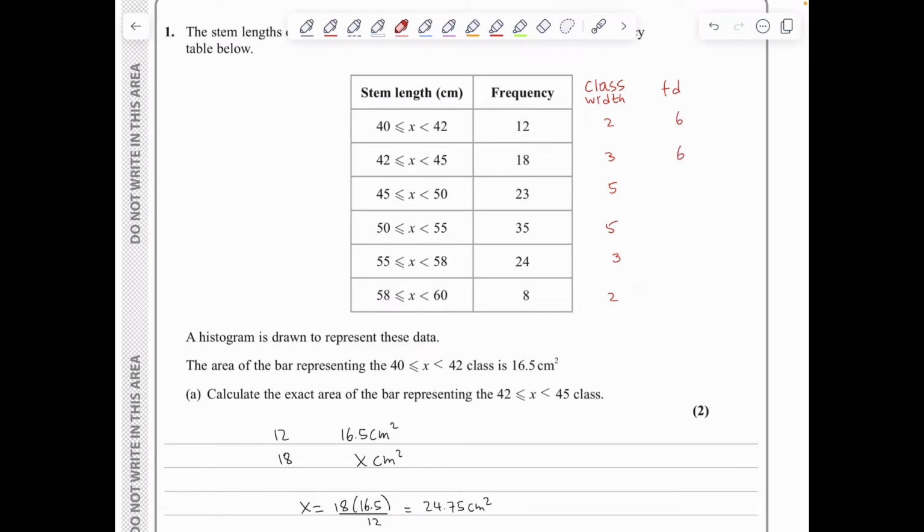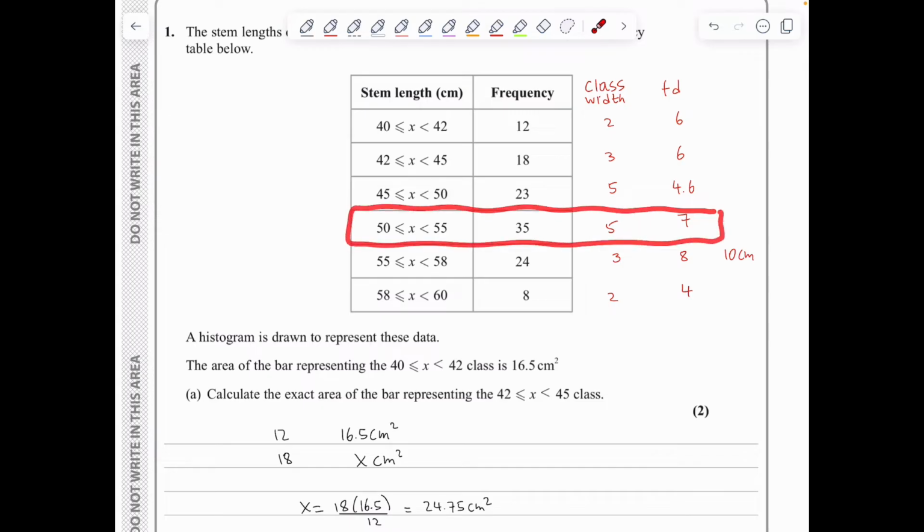23 divided by 5 is 4.6. 35 divided by 5 is 7. 24 divided by 3 is 8. And 8 divided by 2 is 4. So we can see that the tallest bar is the one with the highest frequency density. So this had a height of 10 centimeters, and the second tallest bar is obviously the 50 to 55 class.